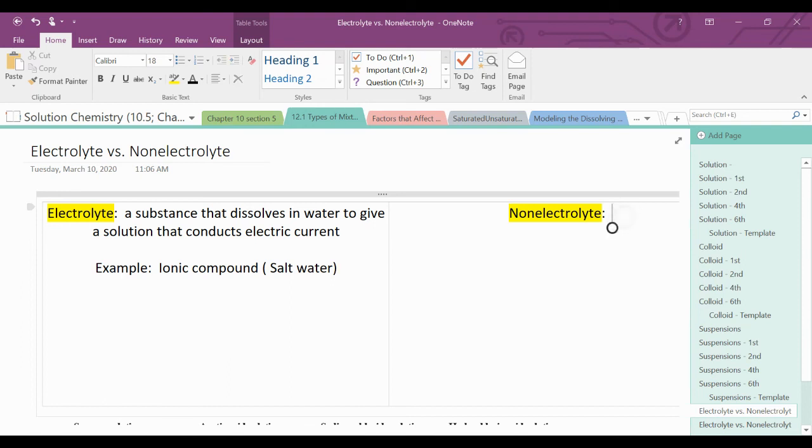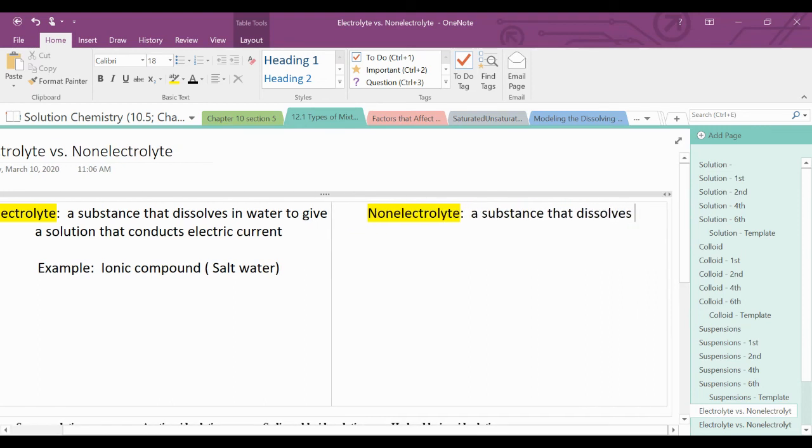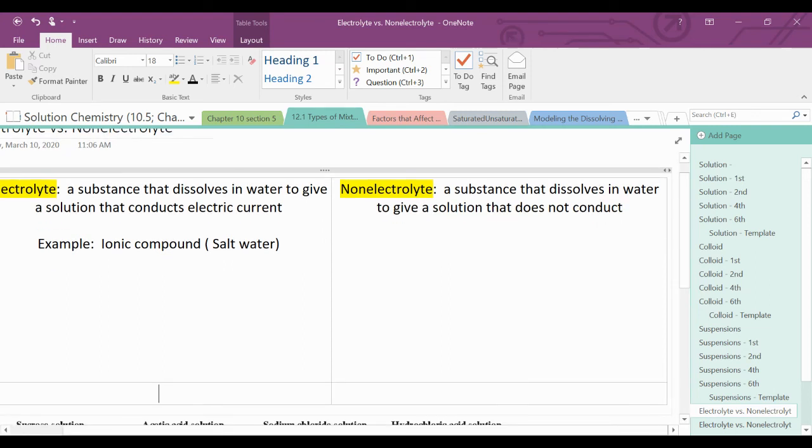All right, a non-electrolyte, again, here we have a substance, and we're going to dissolve it in water. And that's going to give us a solution. But in this case, it does not conduct electricity. So again, we're taking a substance that doesn't have any charged particles. So a molecular compound doesn't have charged particles, and we're dissolving in water.